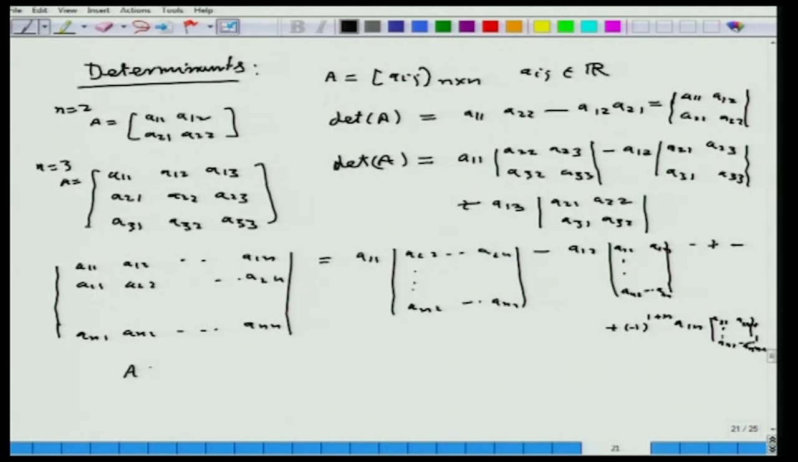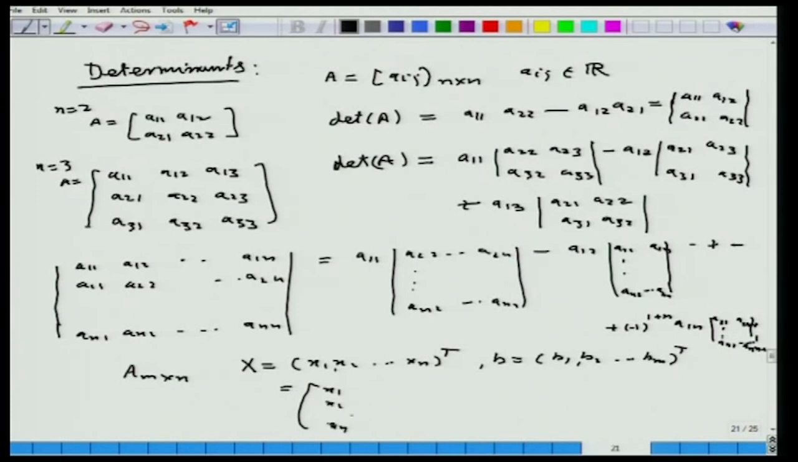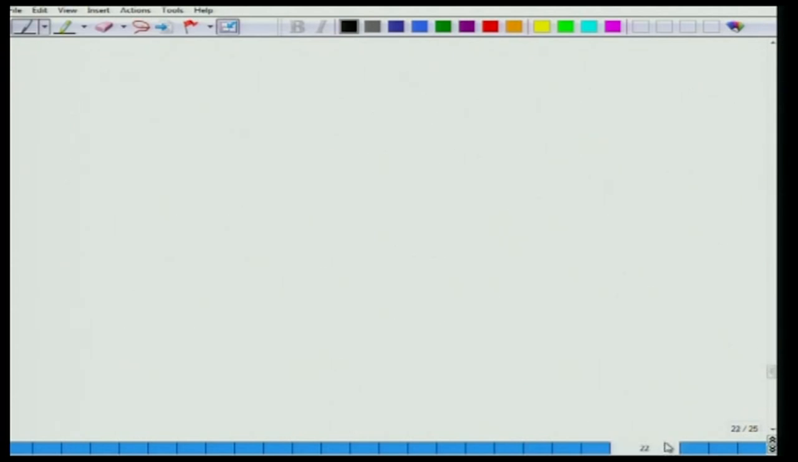If A is an m by n matrix, and you take x as the n-dimensional vector x1, x2, ..., xn transpose, taking it as a row vector, and then b as b1, b2, ..., bm transpose. Transpose means you take the row vector as a column vector. So x transpose will then be written as a column x1, x2, ..., xn. Same way, b transpose will be written as the column b1, b2, ..., bm. Then one can consider this system Ax equal to b.